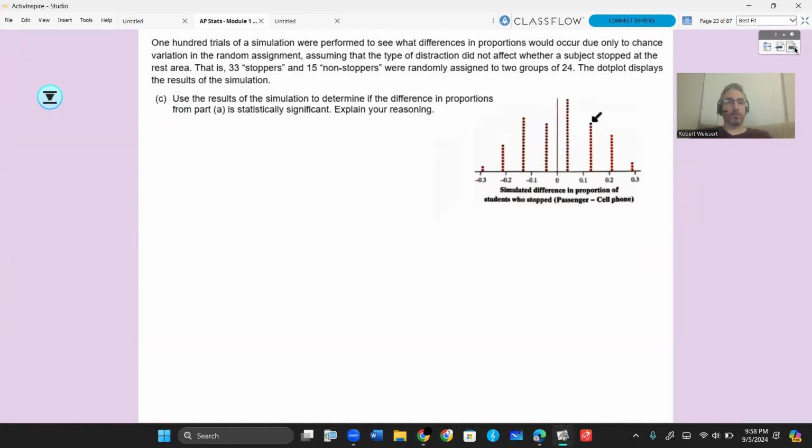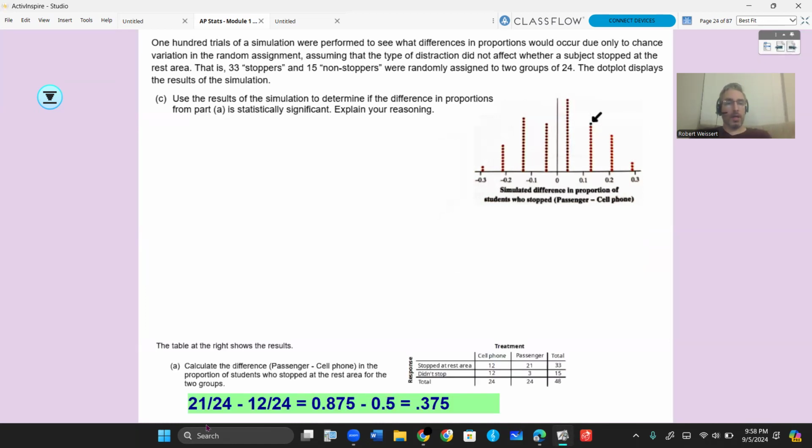Next part. Using these results to determine if the difference in proportions is statistically significant. Explain your reasoning. Now let's look at how many of these dots over here or more were greater than our difference from our two-way table. So if you remember from our table, we had a difference from those two proportions of 0.375. It's a pretty big difference, right? Now look at the simulation and look at where 0.3 is.